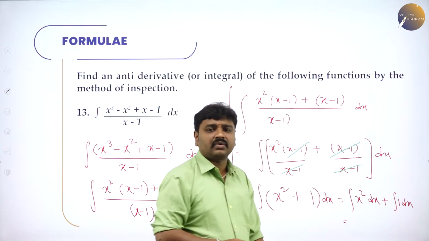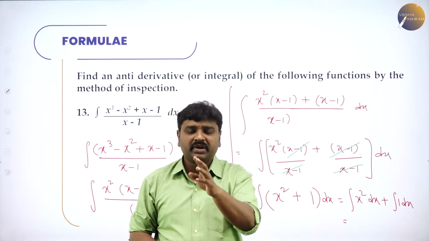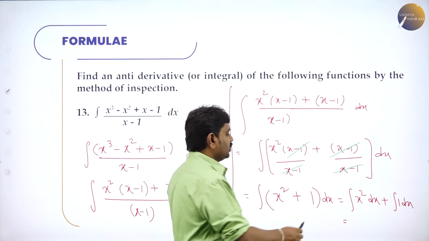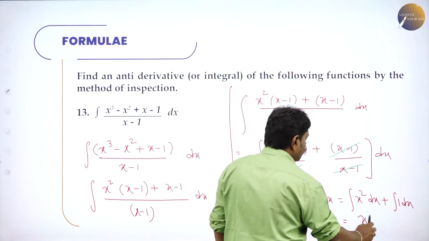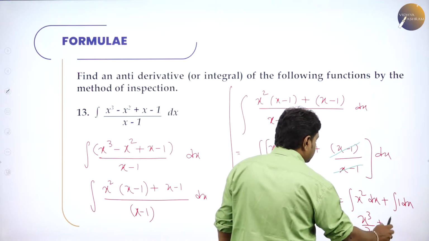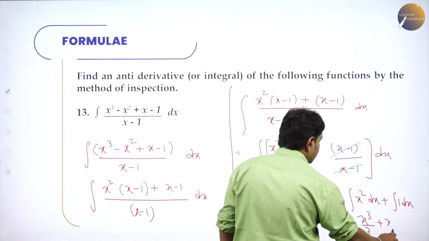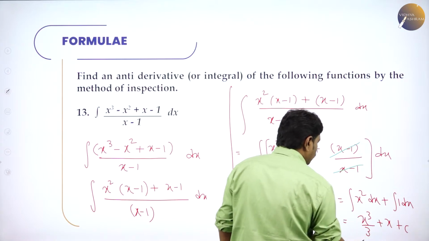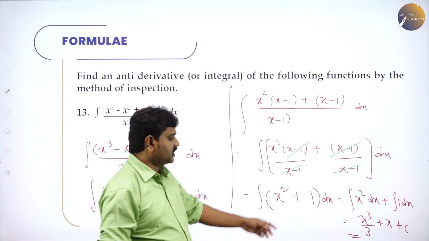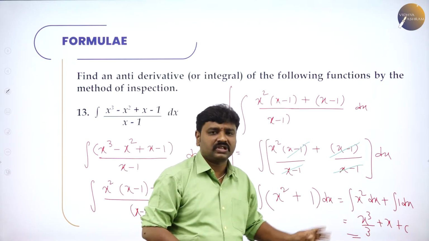Integration of x power n. What is integration of x power n? x power n plus 1 by n plus 1. So integration of x square is x cube by 3. Integration of k dx is kx plus c. See here, only in the last step I am integrating. Final answer: x cube by 3 plus x plus c.